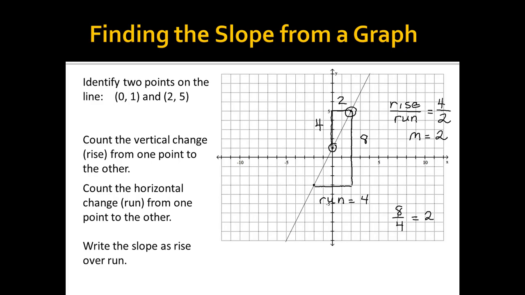We do want to reduce it. If we can divide and get an integer, then we want to do that. If we can reduce it to a fraction that's simpler in form, we want to do that. We do not want to write the slope as a mixed number. So if you have something like 7 over 2, leave that as 7 over 2.